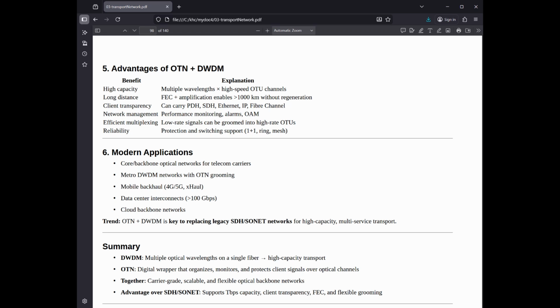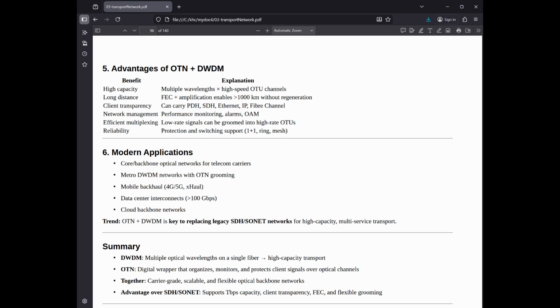Why OTN plus DWDM? Encryption. OTN supports wire speed encryption, where data is encrypted at the ODU layer. This is more secure and faster than software-based encryption, IPsec, because it happens at the hardware level without slowing down the traffic.